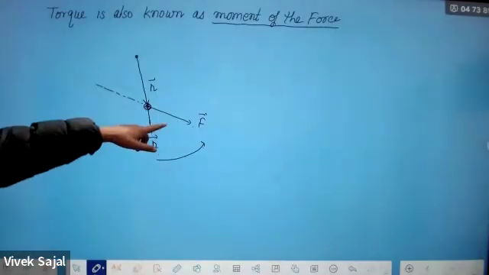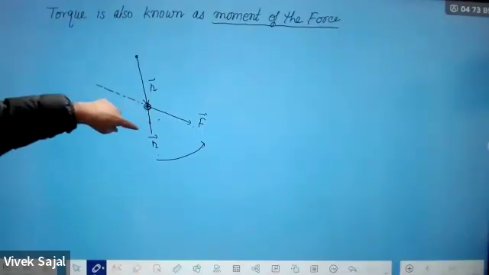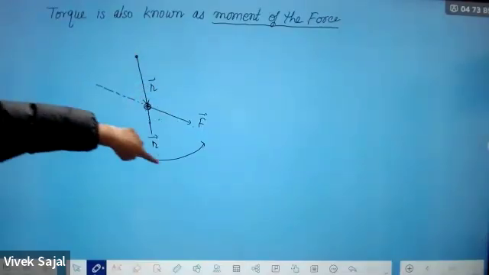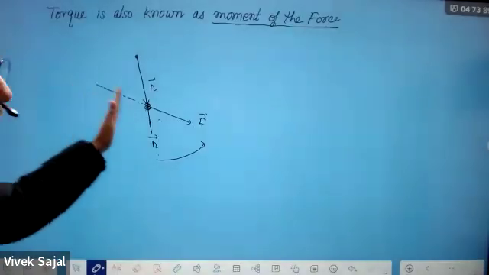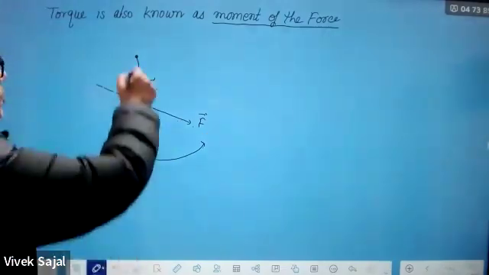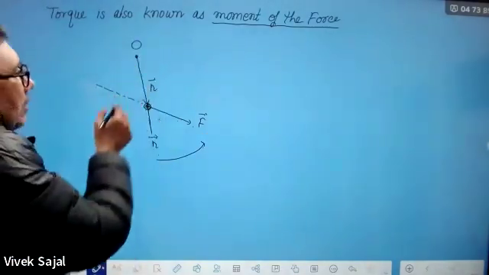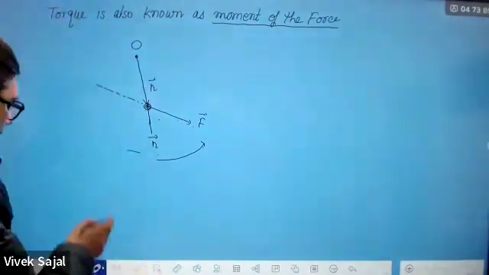So when you apply this force, it will cause a rotational effect, and that rotational effect will be around this point in this direction. So if a force is acting on an object, then due to the torque of this applied force about this point O, it will try to rotate in this direction.